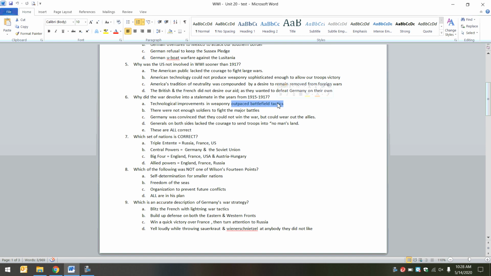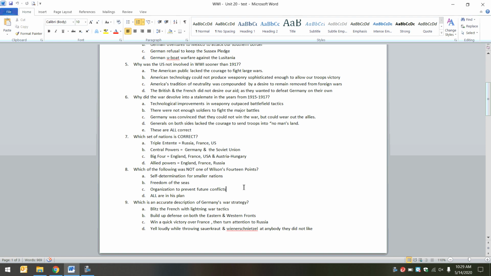All right, number 7. Which set of nations is correct? The Triple Entente is Russia, France, and England, not the United States. Central Powers, Germany and Austria-Hungary. They fought the Soviet Union, so they're not on the same team. The Big Four, England, France, United States, and oops, no, Austria-Hungary was one of the bad guys for us. Okay, Allied Powers, England, France, and Russia. There's your correct answer.